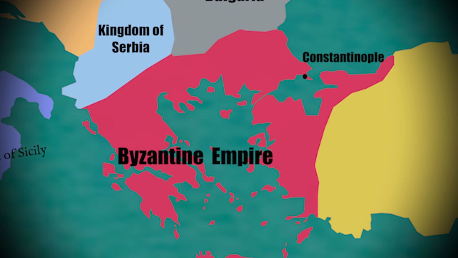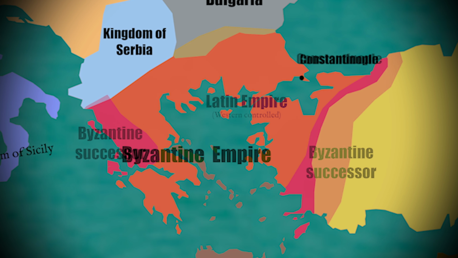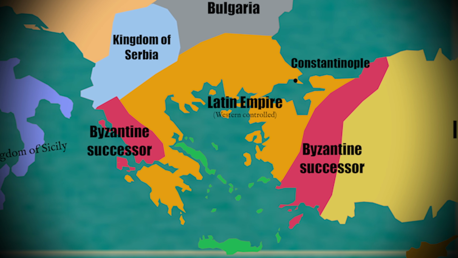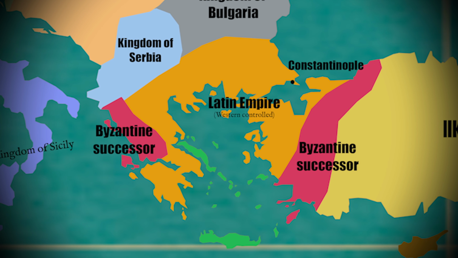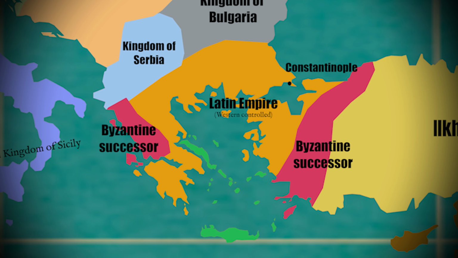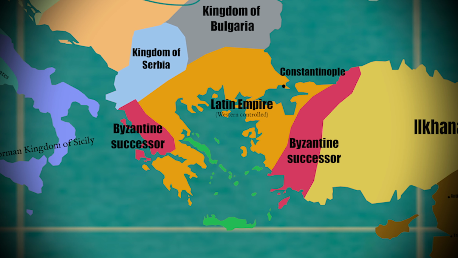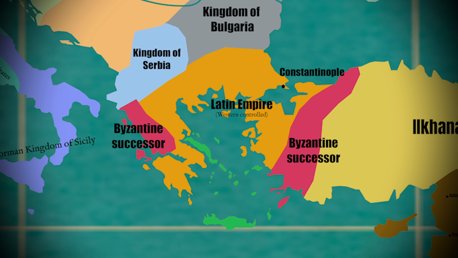For nearly a century following, the Byzantine Empire was largely controlled by Western powers, with just a small fragment remaining. While eventually in 1261 the Byzantines would regain control of Constantinople, they would never fully recover from the defeat.